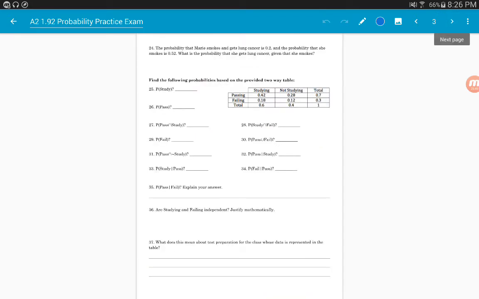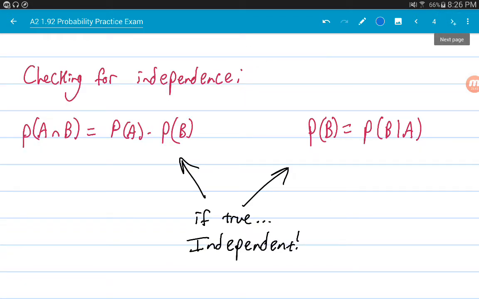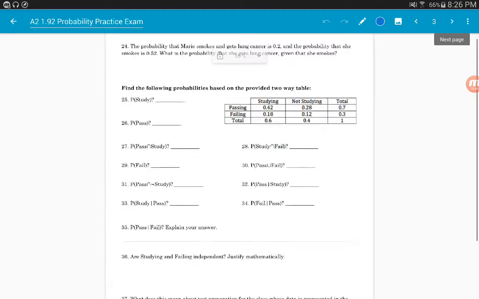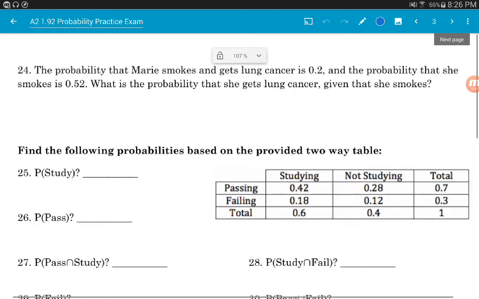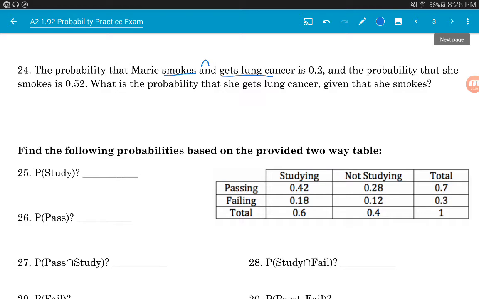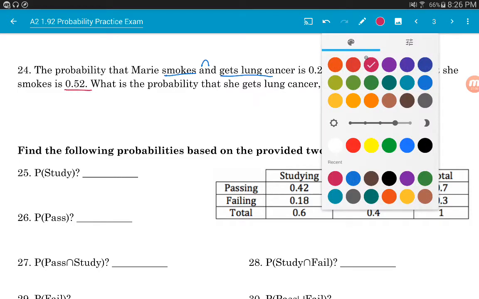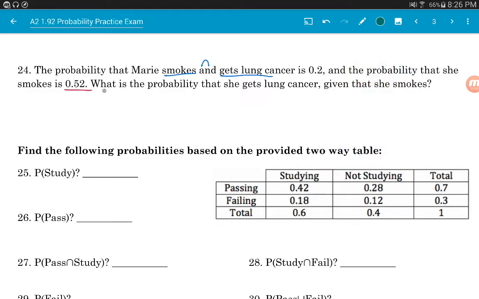Moving on to our last page. Last page? Yes, last page. Okay. The probability that Marie smokes and gets lung cancer is 0.2. She smokes and gets lung cancer is an and probability. The probability that she smokes is 0.52. That seems like it'll be useful. And what do they want? What is the probability that she gets lung cancer given that she smokes?